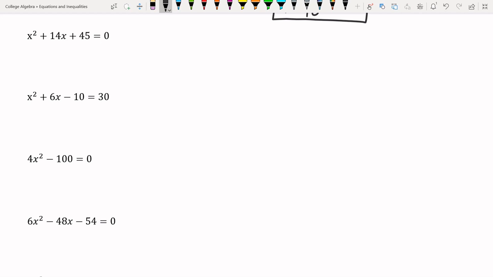But we can always try and factor first. Factoring is going to be faster than using the quadratic formula. But the quadratic formula will always give you an answer as long as you do it correctly. It'll always give you an answer, but it takes a little bit more work.